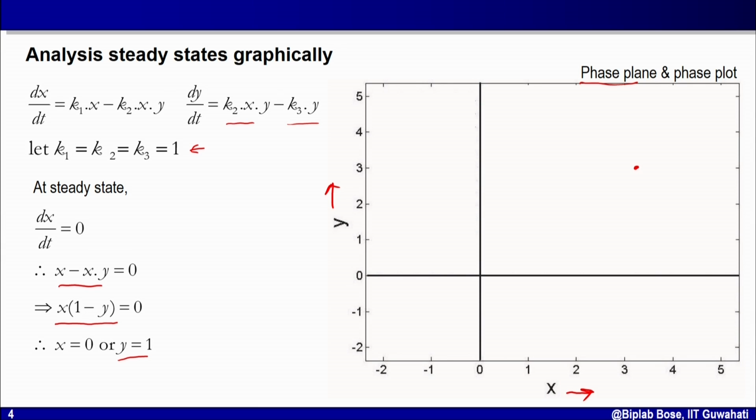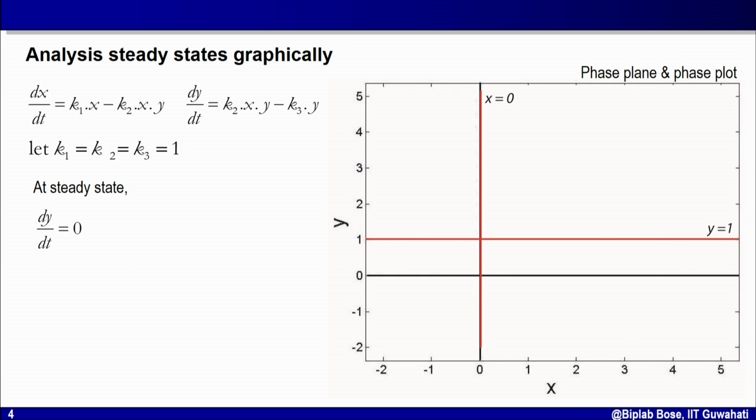So look back to the steady state relation. At steady state dx dt is equal to 0. From that we have got x equal to 0 or y equal to 1. So let us plot this on this phase plane of x versus y. How would they look? x equal to 0 is this vertical line. At all these values x is equal to 0, and this red horizontal line here is y equal to 1.